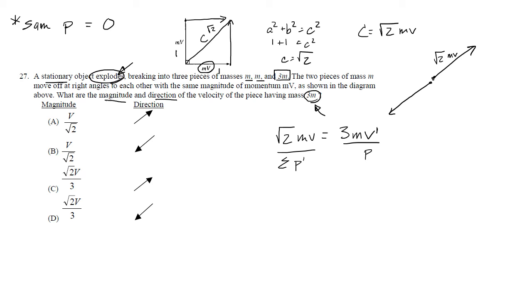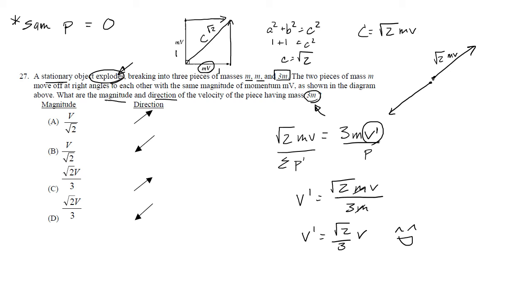So now all I got to do is solve for this velocity prime. So velocity prime is going to be equal to square root of 2 mv divided by 3m. These m's cancel. So the velocity of that piece is going to be the square root of 2 over 3 v. So if you look into your key, I think the answer is D.